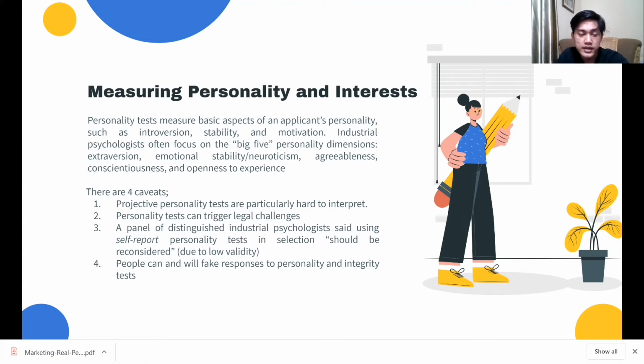However, there are four caveats. The first one is projective personality tests are particularly hard to interpret. Then personality tests can trigger legal challenges. A panel of distinguished industrial psychologists said using self-report personality tests in selections should be reconsidered due to low validity. And the last one is people can and will fake responses to personality and integrity tests. And also, personality test results do often correlate with job performance. For example, in personality research, conscientiousness has been the most consistent and universal predictor of job performance.